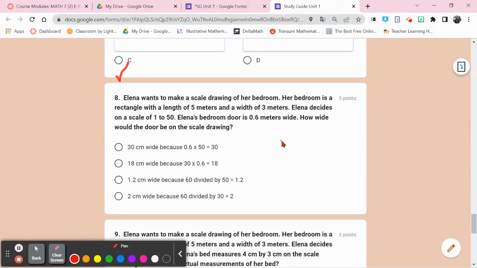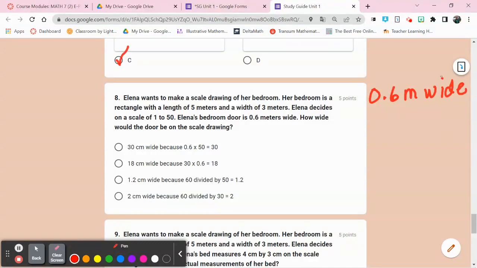All right. Number 8. Elena wants to make a scale drawing of her bedroom. Same bedroom. Her bedroom is a rectangle 5 meters by 3 meters. We did that. Elena decides on a scale of 1 to 50, same scale. Elena's bedroom door is 0.6 meters wide. How wide would the door be on the scale drawing? So in real life, this is the measure of her door, wide.